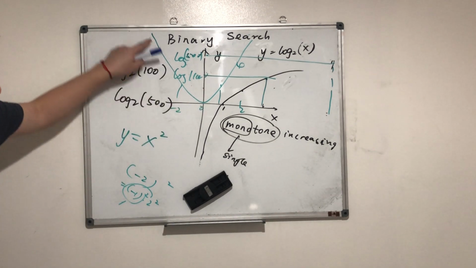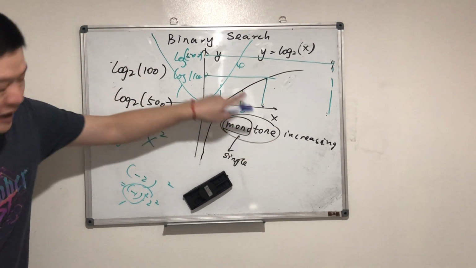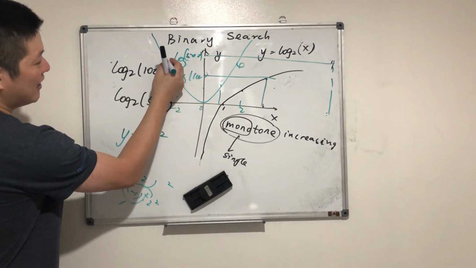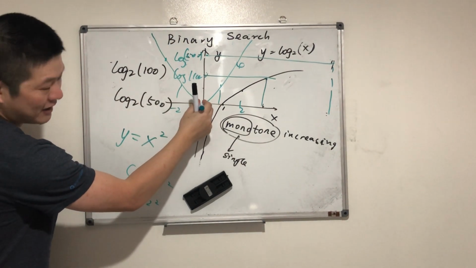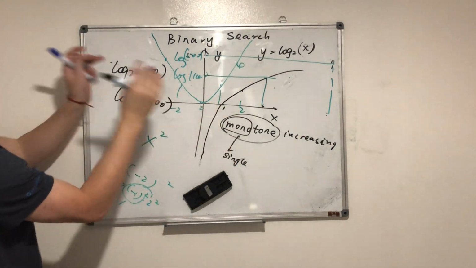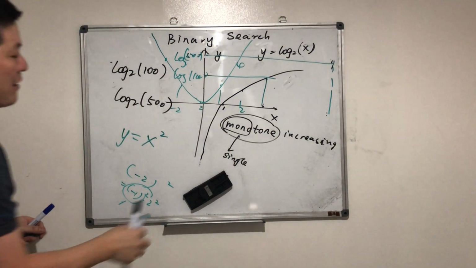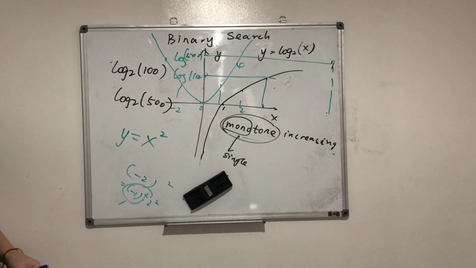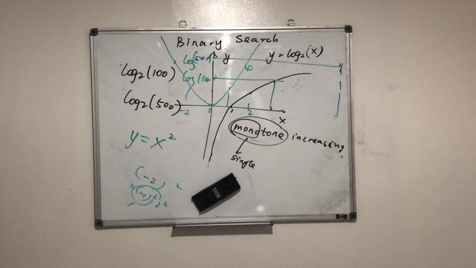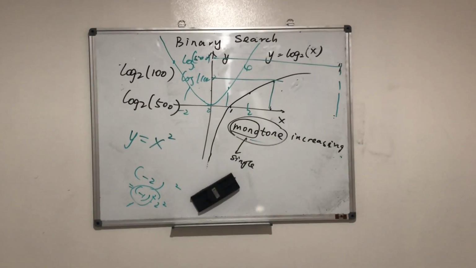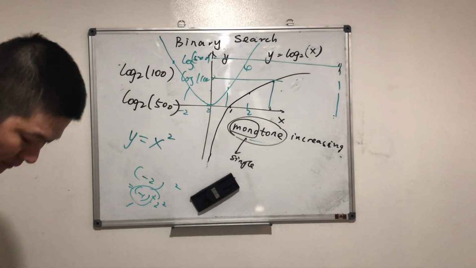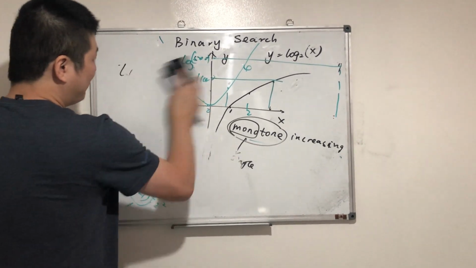So this is not monotone increasing. Look, this is monotone decreasing here, but this is monotone increasing. So if it's monotone increasing, then we can use binary search to solve this problem.